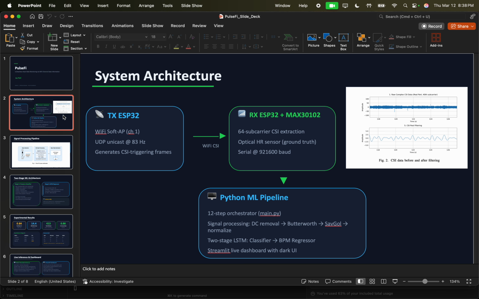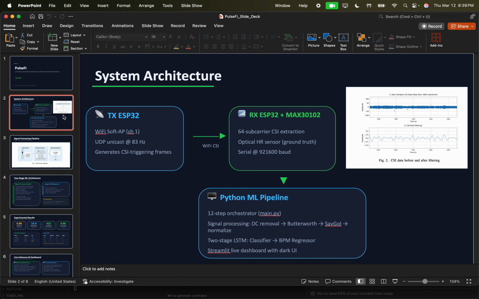So to start off with, we have the system architecture. The hardware is actually pretty simple. We have two ESP32 microcontrollers. The transmitter acts as a Wi-Fi access point, sending UDP packets 83 times a second, so like 83 hertz. The receiver captures these packets and extracts CSI. The CSI gives us a detailed picture of the wireless channel, including the periodicity of a heartbeat.